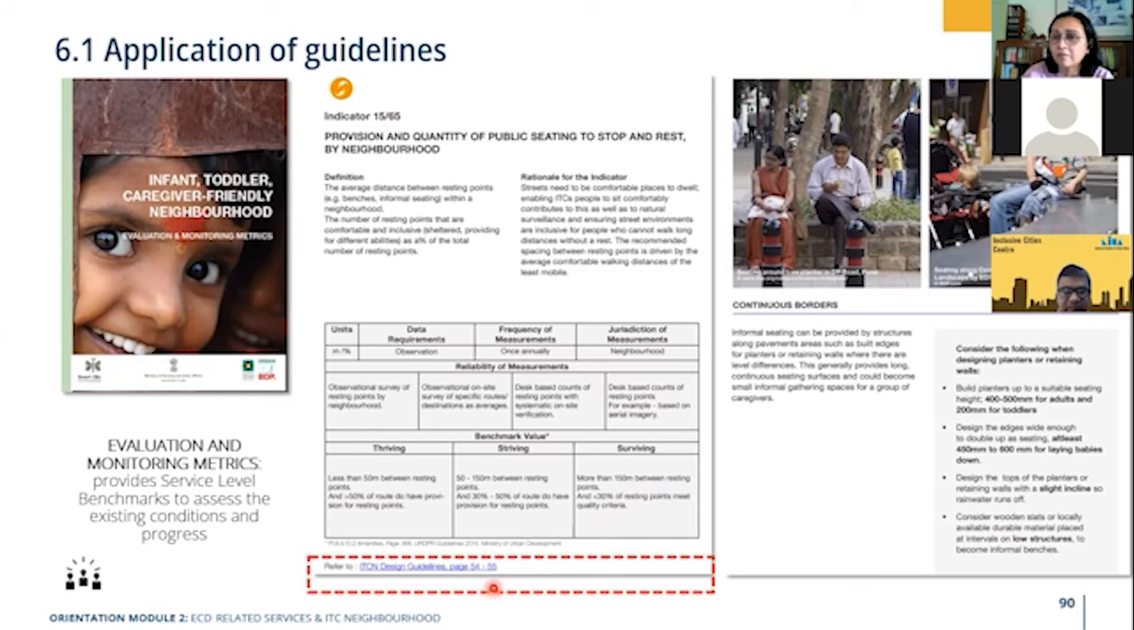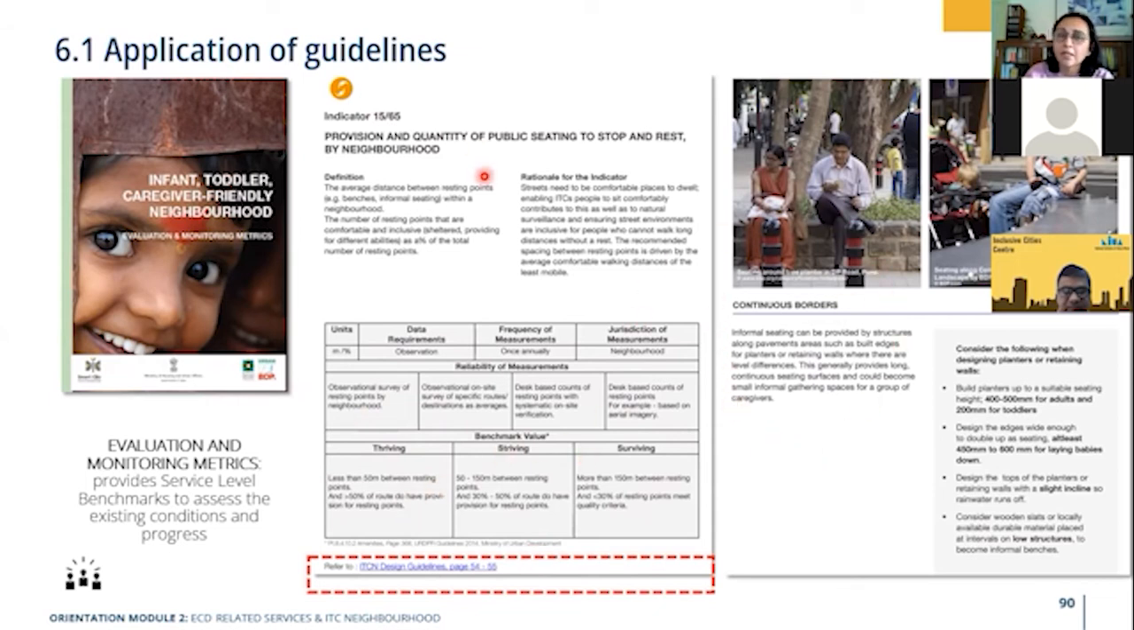So the benchmarks, again, I'm saying we will revisit this in the next modules, but the benchmark value could be thriving, striving, and surviving, which is just about the minimal requirement, or even thriving, which means that that component is really well equipped. And when we cross refer in the guidelines page, you would see how to do it.